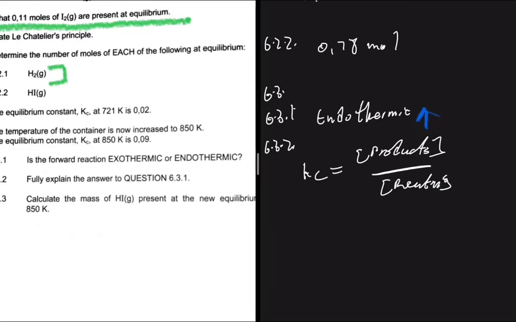That is because when the temperature was increased, we had more products. So it only makes sense that the forward reaction is endothermic, because if you increase temperature, endothermic is favored. And as we can see that our Kc value has gone up, we can clearly see that the forward reaction was indeed favored.